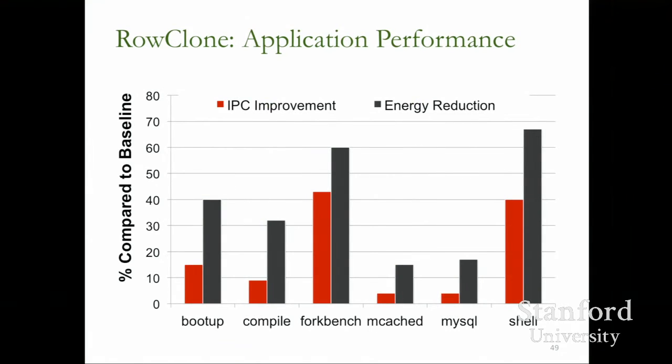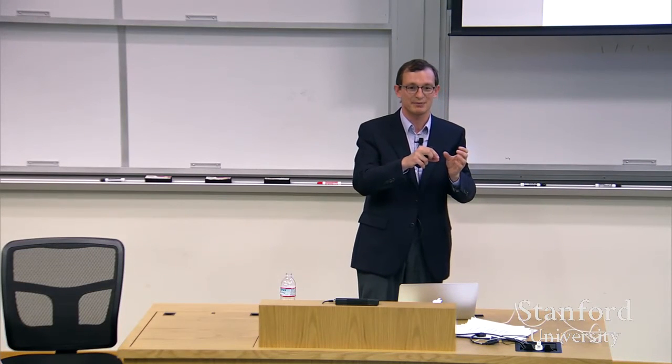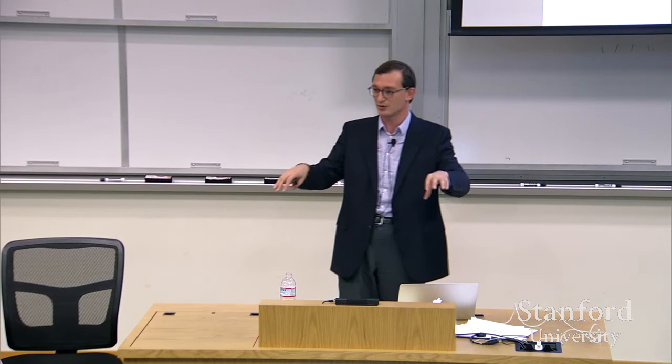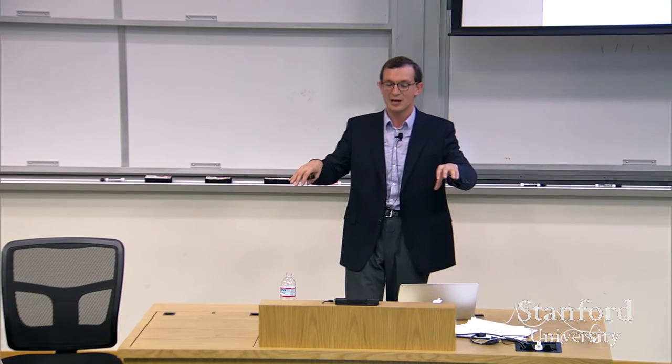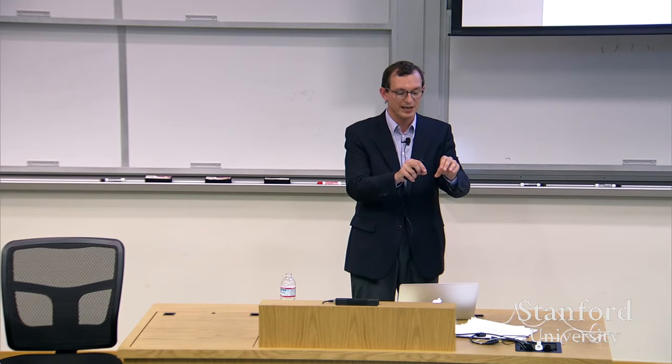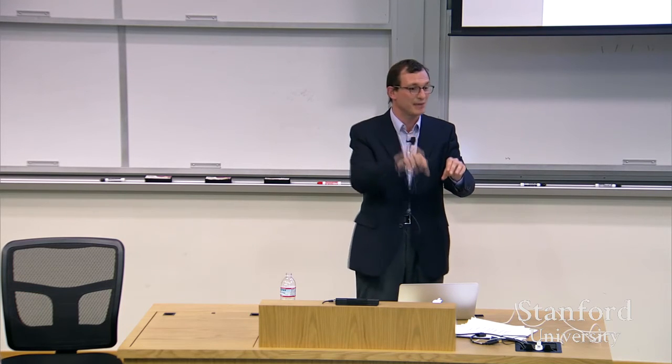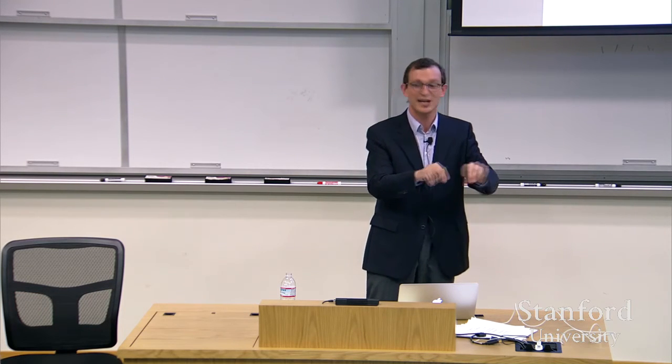So what is the impact on the application performance? These are probably not the best applications, and take all of these with a grain of salt. But basically, it improves performance. Fork, for example, is the poster child for this, because it does a lot of copy on write. And if the operating system has visibility to the DRAM topology into the subarrays, the operating system can say, oh, when I'm writing to this page, I need to do a copy. At that point, I'm going to allocate that page from the same subarray as the source page. Today, we don't have that visibility.